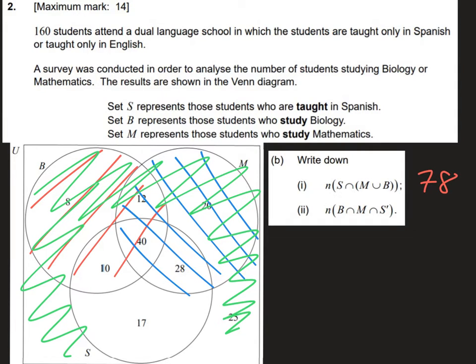So we want to identify the section which is included in all 3 of those. And hopefully you can see that this little section here has got red, green, and blue. So that covers all. So the number of pupils in that section is therefore 12.